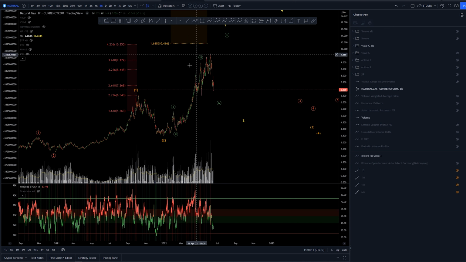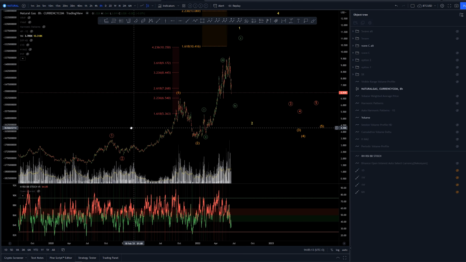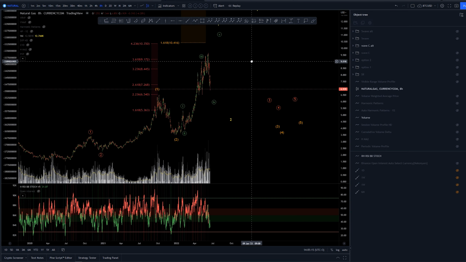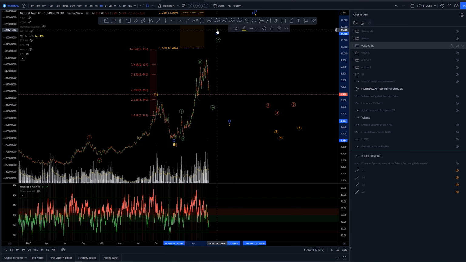Both of them are suggesting the same count, but just different degrees, right? The overall difference is that we're looking into a possible wave 1 here and not a wave 5.